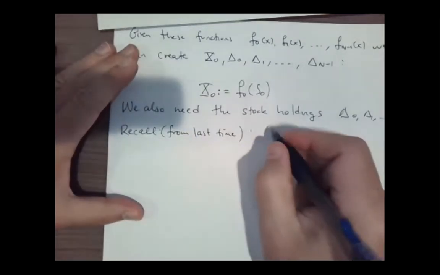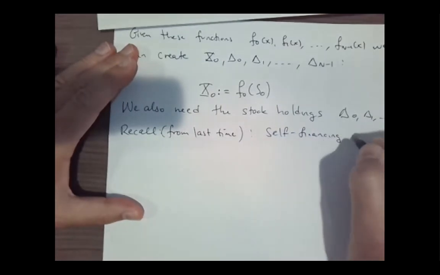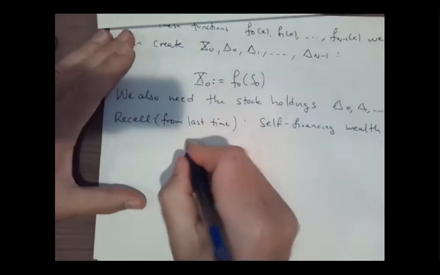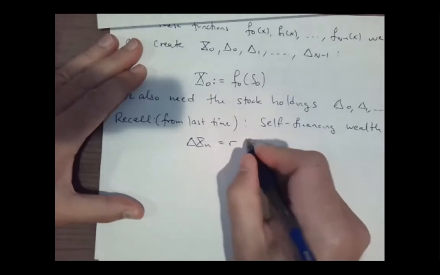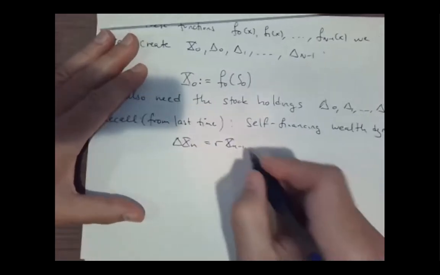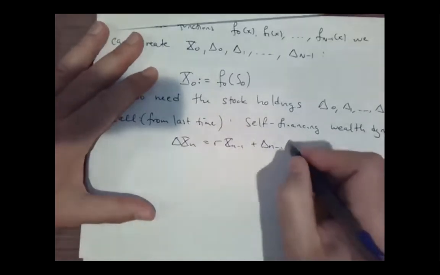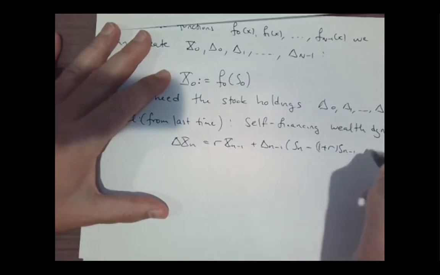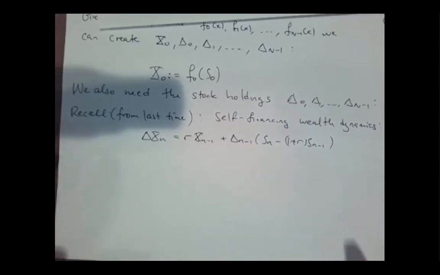That we had the self-financing wealth dynamics. The self-financing wealth dynamics, we said that the change in your wealth is given by R times xn minus 1, and then plus delta n minus 1 times Sn minus 1 plus R times Sn minus 1. We had that one last time. It took a few pages to calculate, so I'm not going to do it again.